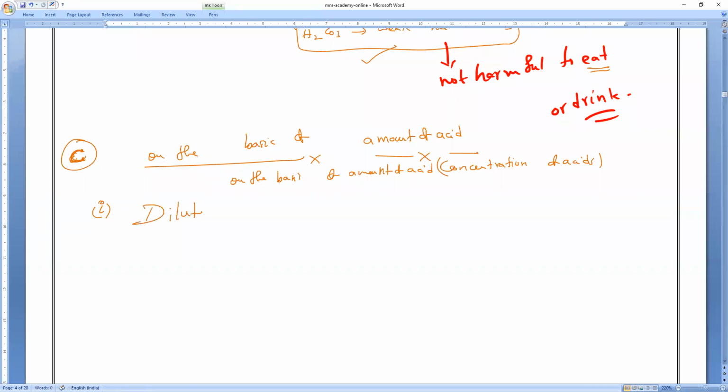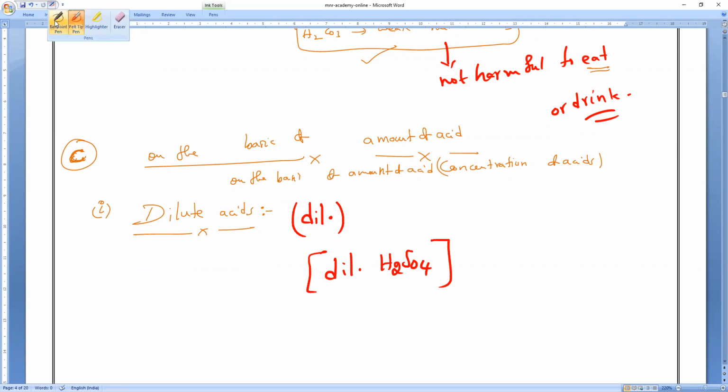One is what we used to call dilute acids, and opposite to dilute acids, you might remember, everybody, what we used to call? Concentrated acid. Now, first I'm teaching you dilute acid. In the bottle they will represent it like this. For example, sulfuric acid, if they represent it as dilute dot H2SO4, it is indicating diluted acid. This is what diluted means.